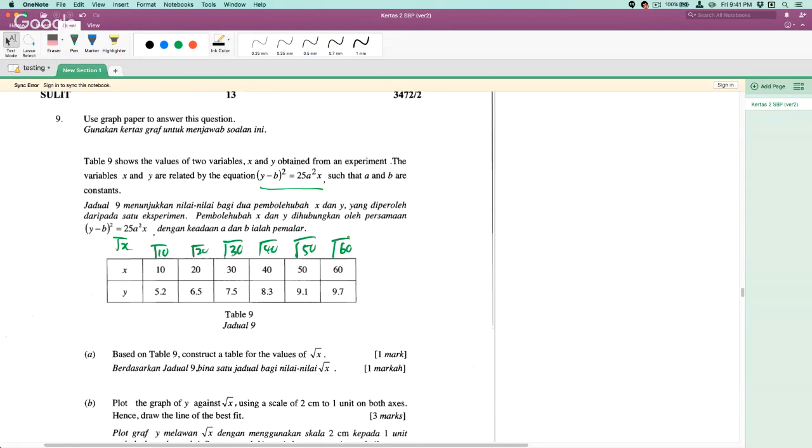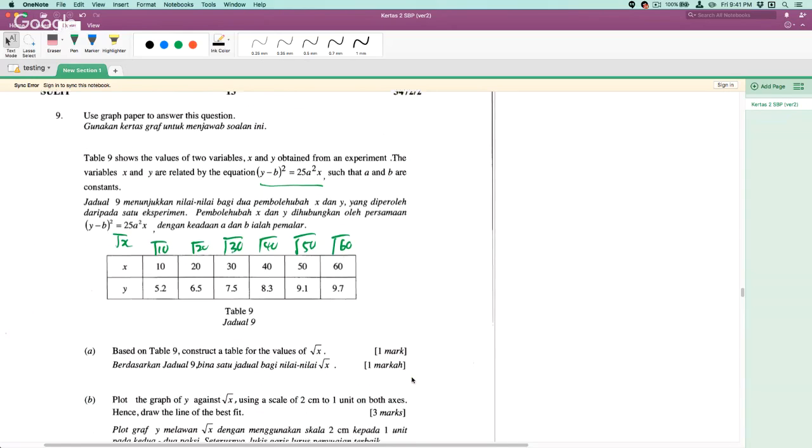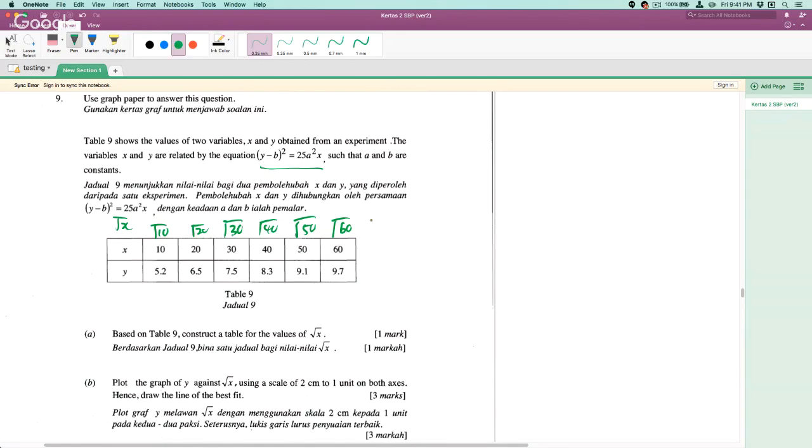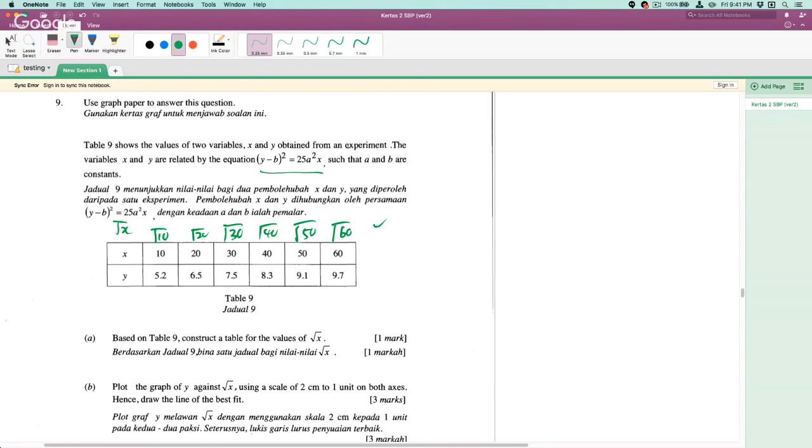So this part you need to sketch yourself. Once we form the table, we get 1 mark easily. Plot the graph y against square root x. Before you plot the graph, you have to understand the equation. I want y against square root x, so here must be y, and here must be square root x. I will solve this equation first, to see whether I can form it into y equals mx plus c or not.